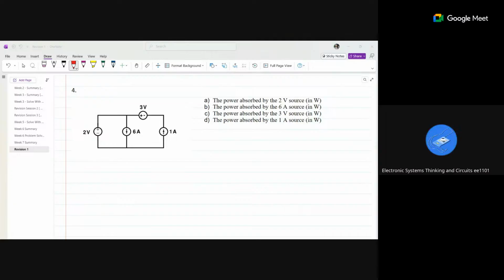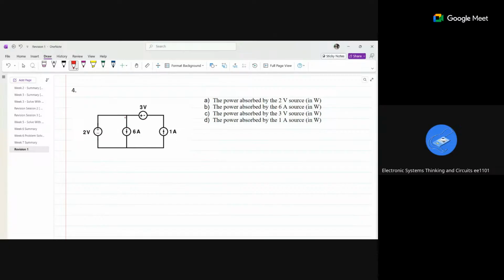The next one, power absorbed by the 6 ampere source. Plus 12 watts. Right. Then power absorbed by the 3 volt source. Minus 3 watts. Then the power absorbed by the 1 ampere source. Plus 1 watt.